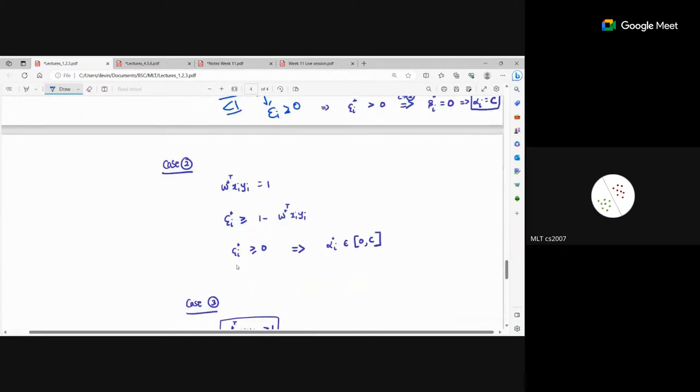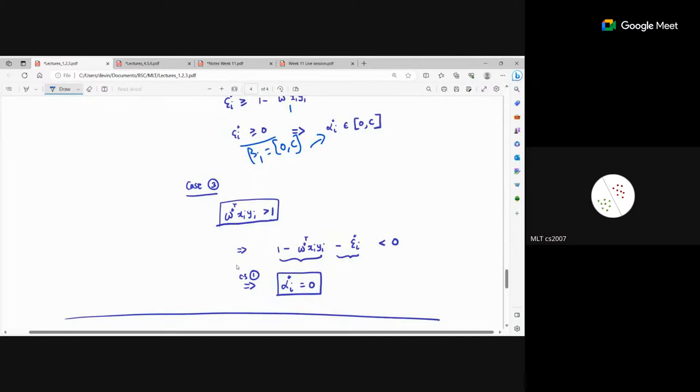The second possible scenario is W star transpose X_i y_i equal to 1, the points which are lying on that bound. In this particular case, psi is going to be 1 minus W star transpose X_i y_i. Since it is exactly equal to 1, psi can be greater than or equal to 0, so psi can be 0 or it can be greater. In this case, alpha_i is going to be between 0 and C. Since psi is greater than or equal to 0, the beta_i value can be anything between 0 and C, and when beta is between 0 and C, alpha_i also can be any value between 0 and C.